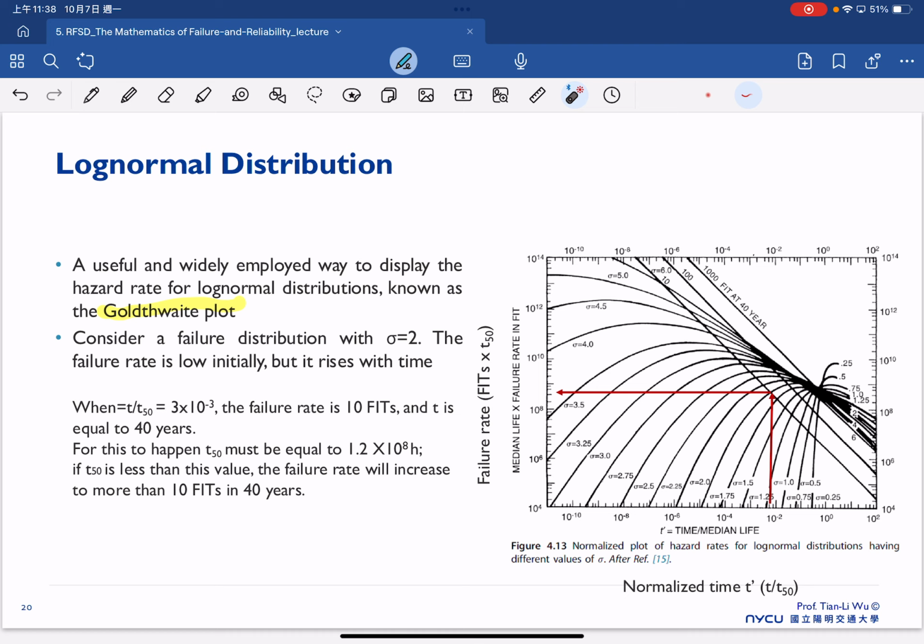So in the case of t over t50 equal to 3 times 10 to the minus 3, that would be roughly here. So in the end, we get the failure rate at 10 years equal to 40 years. So this is a useful plot for us for quick estimation.